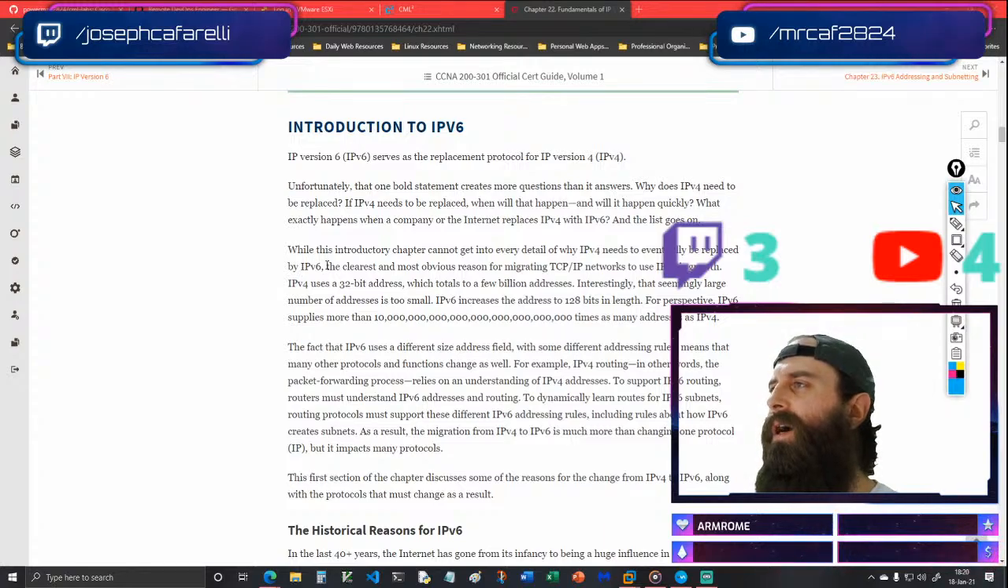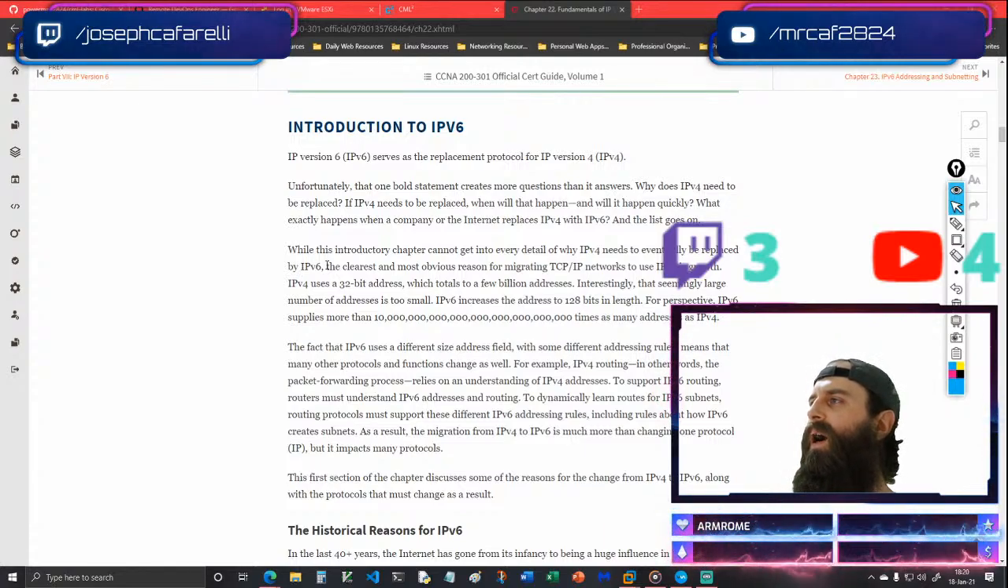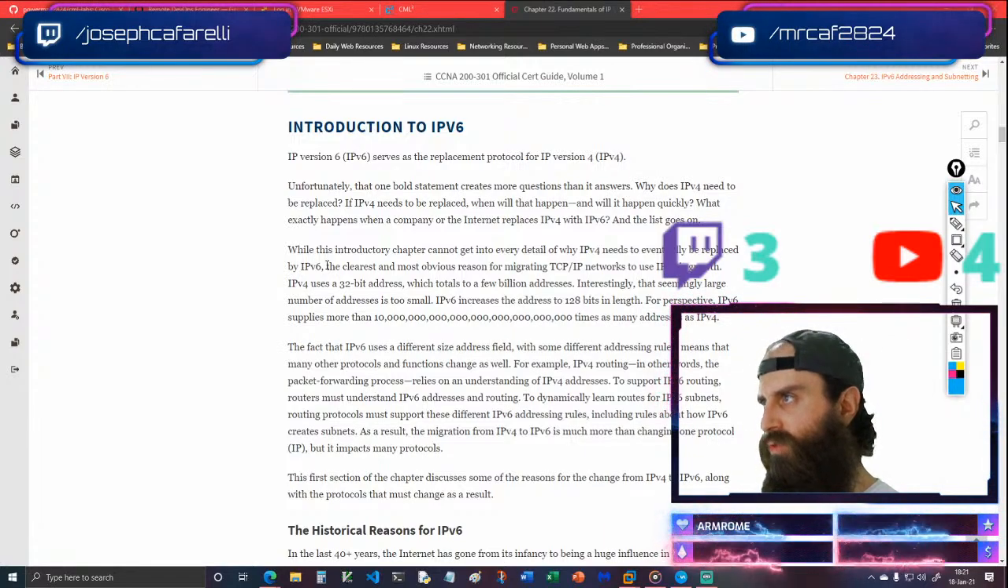While the introductory chapter cannot get into every detail of why IPv4 needs to eventually be replaced with IP version 6, the clearest and most obvious reason for migrating TCP/IP networks to use IPv6 is growth. IPv4 uses a 32-bit address, which totals a few billion addresses. Interestingly, that seemingly large number of addresses is too small. IP version 6 expands the address to 128 bits.